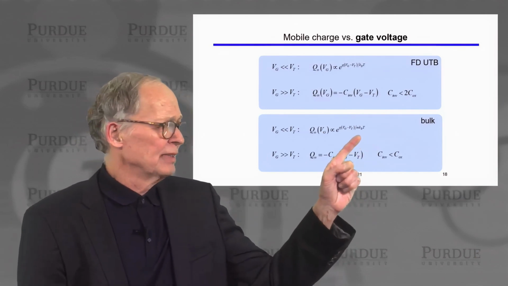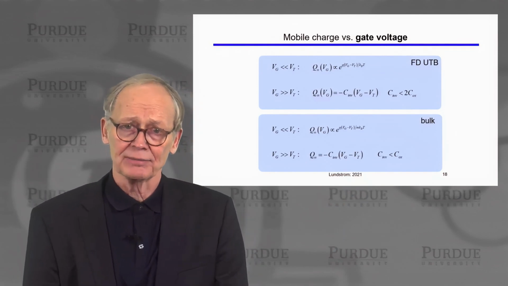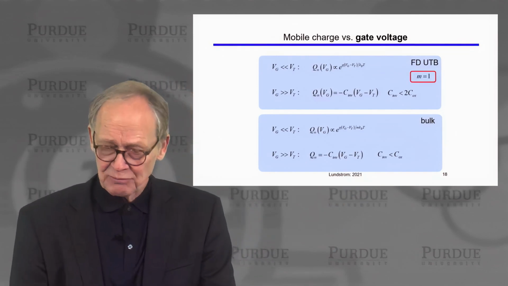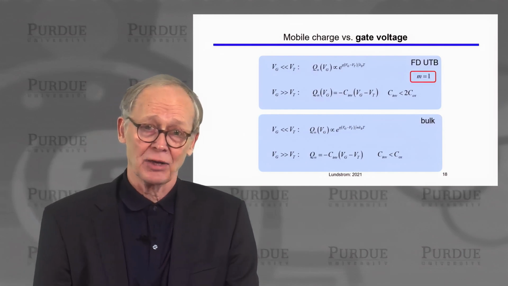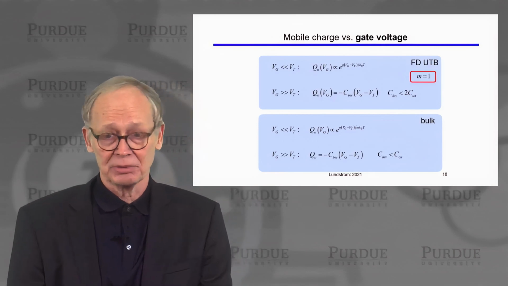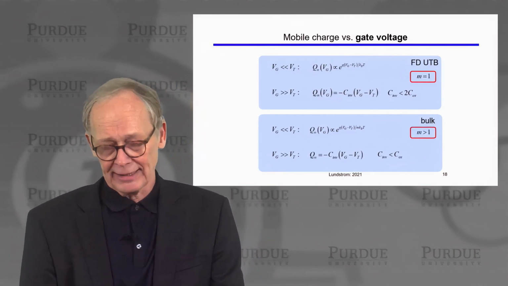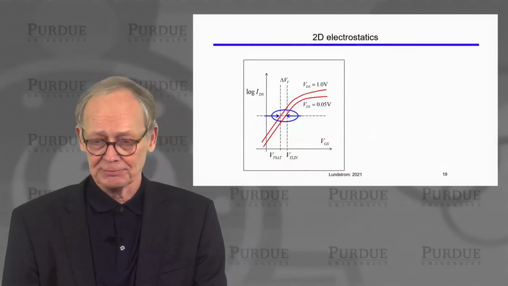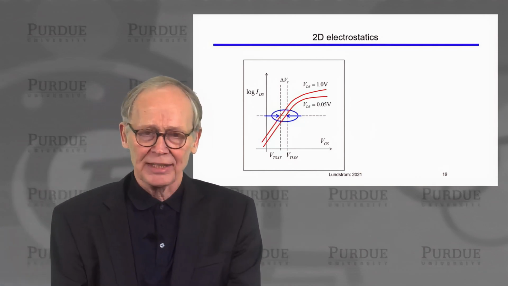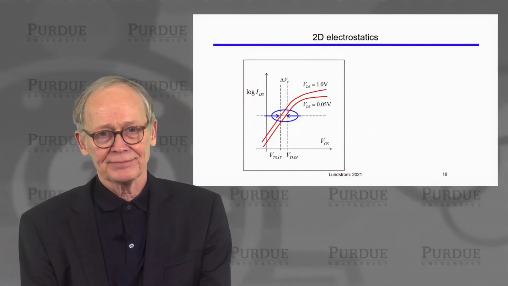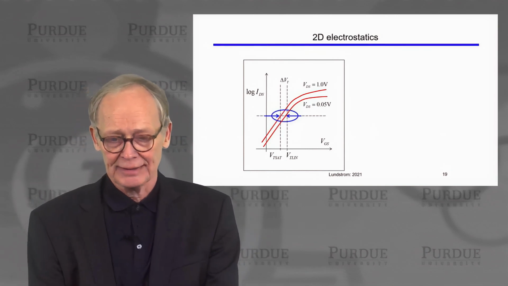In a bulk structure, there'll be a factor M. It is a little bit bigger than 1. That'll be in that expression. The fact that M is 1 is really very useful and helpful for ultra-thin body, fully depleted structures, because M is always a little bit bigger than 1 for a bulk structure. So 2D electrostatics complicate the analysis of semiconductor devices and the design of MOSFETs.